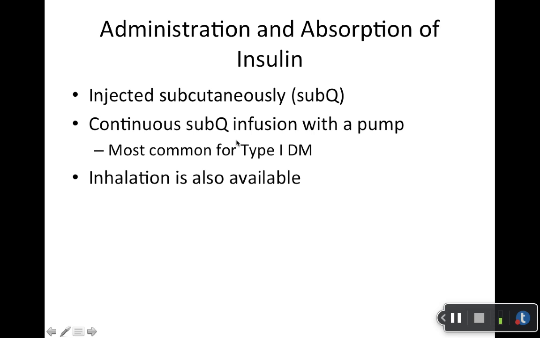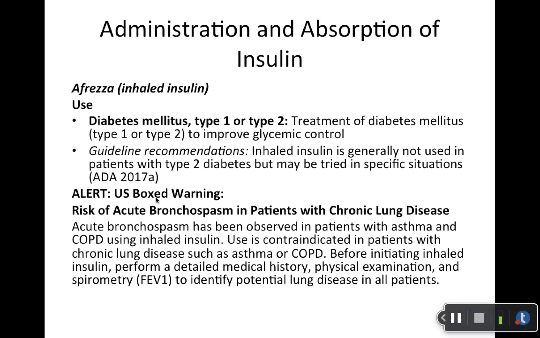They do have pumps, continuous subQ pumps, that you'll typically see for type 1 diabetic patients. They also have an inhalation preparation. They had one on the market, but it was withdrawn because it wasn't popular. Then they came out with a new one called Afrezza, this is a brand name. I normally don't have you memorize brand names, but the generic is just inhaled insulin.